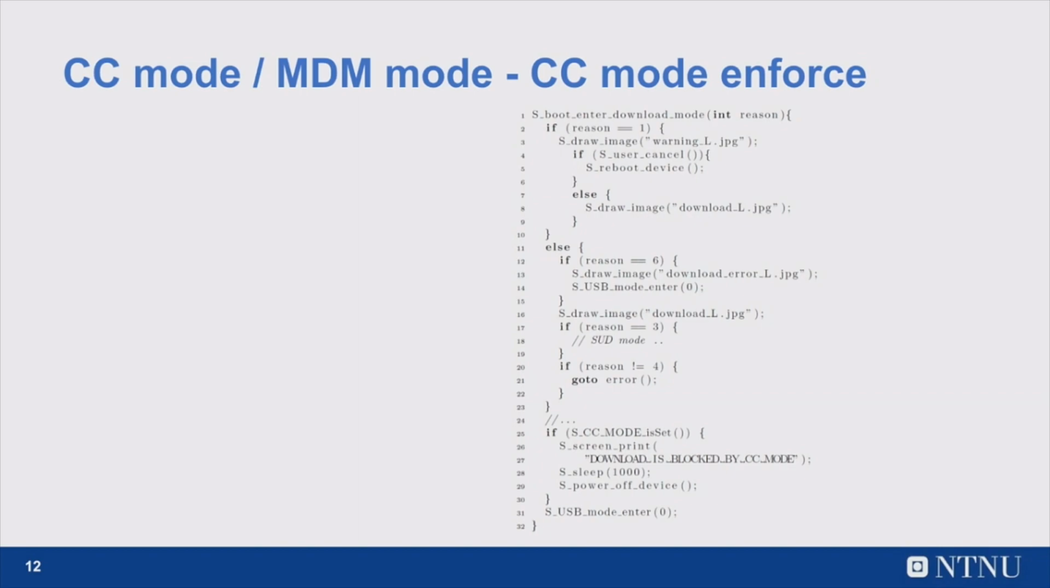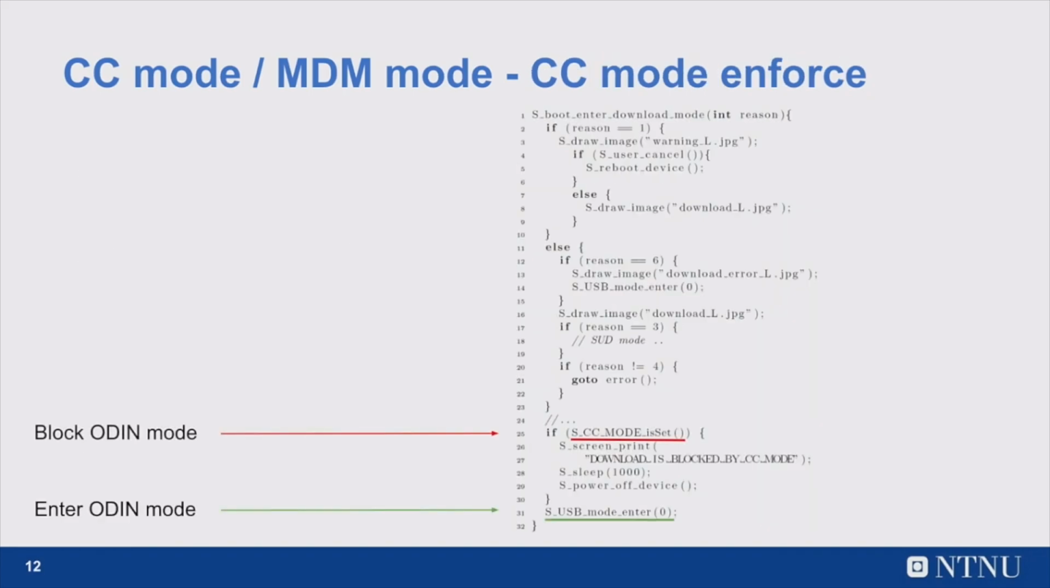But a sharp eye would see that there's a second call to this ODIN mode function, which is called above this blocking and checking of CC mode. So this means that there's a different path to getting to ODIN mode than we first thought. So you can see here, he will enter ODIN mode and not check if CC mode is enabled. But there's some weird reason 6 for this to happen. What is reason 6? Now we're talking about how to disable the CC mode.